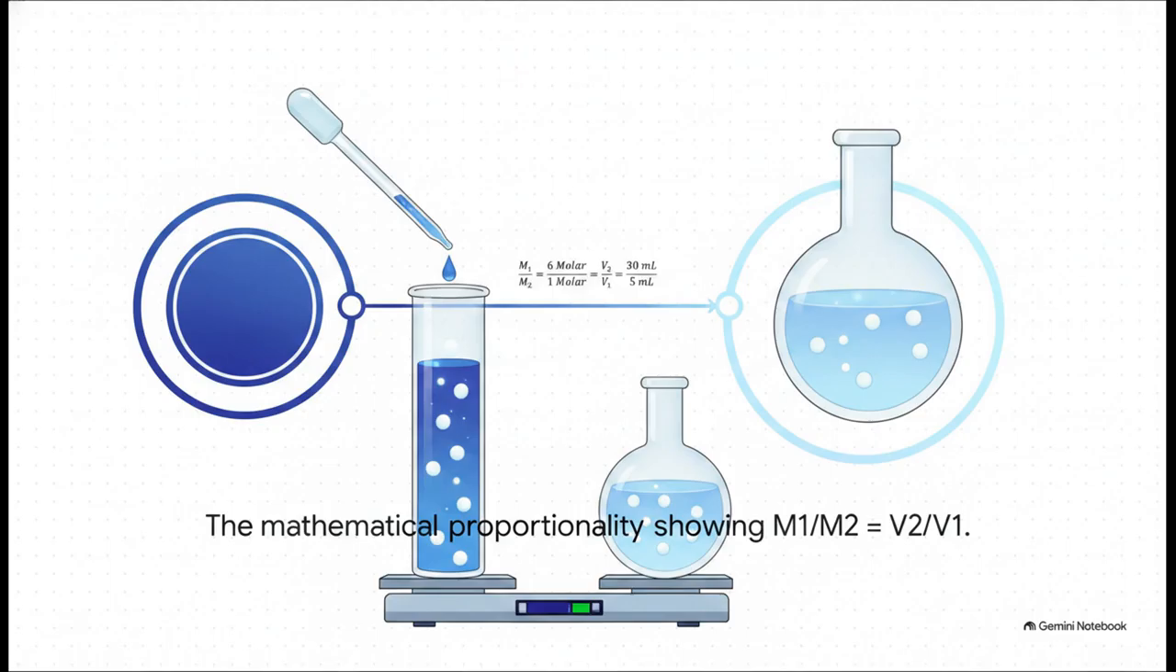What's really fascinating here is how molarity and volume are perfectly inversely proportional. Check out the example. 6 molar divided by 1 molar equals 30 milliliters divided by 5 milliliters. As your volume goes up, your concentration absolutely must go down. Because again, the total number of moles, the ping pong balls in our bucket, never ever changes.